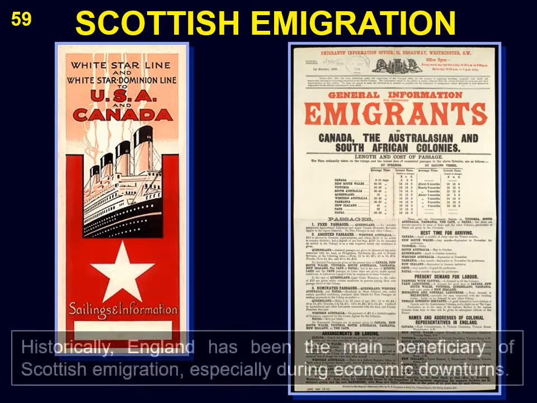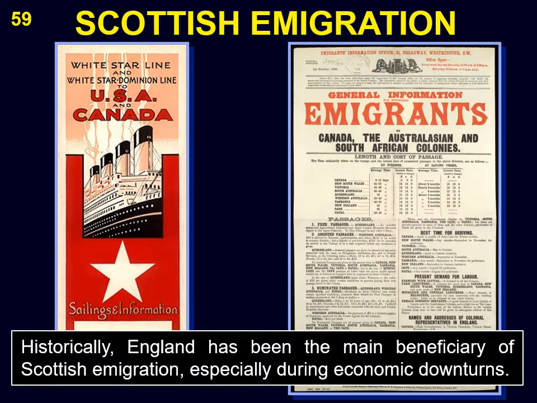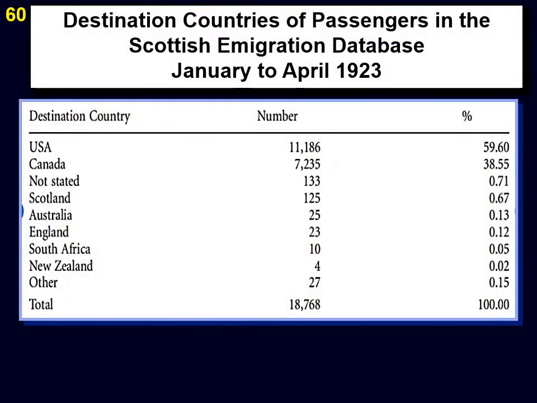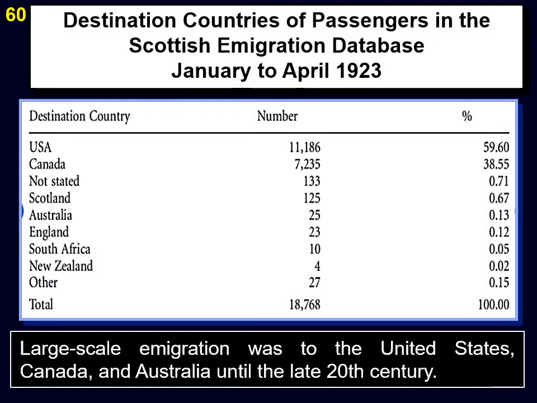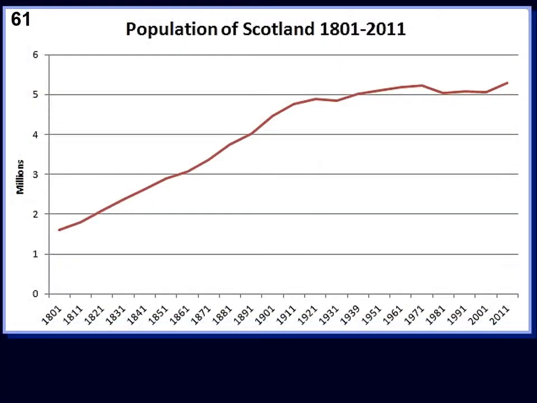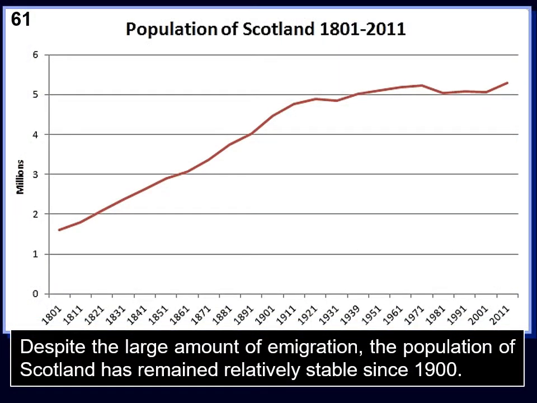Historically, England has been the main beneficiary of Scottish emigration, especially during economic downturns. Large-scale emigration was to the United States, Canada, and Australia until the late 20th century. Despite the large amount of emigration, the population of Scotland has remained relatively stable since 1900.